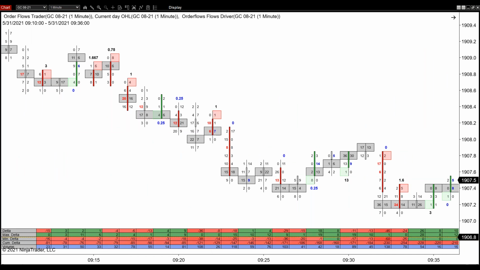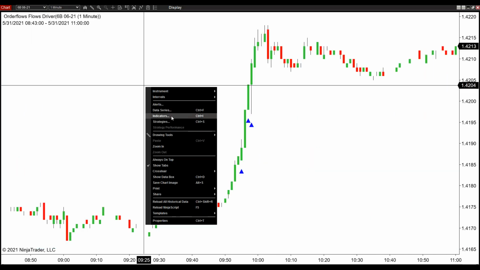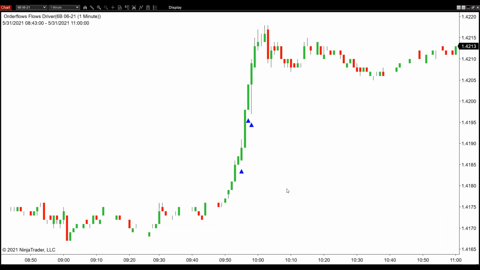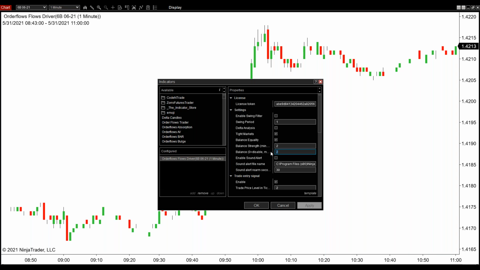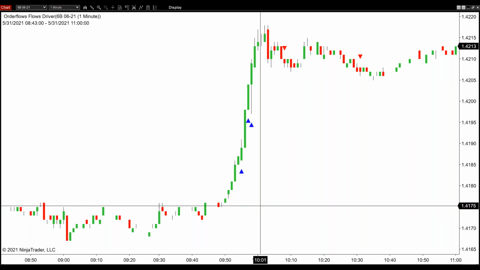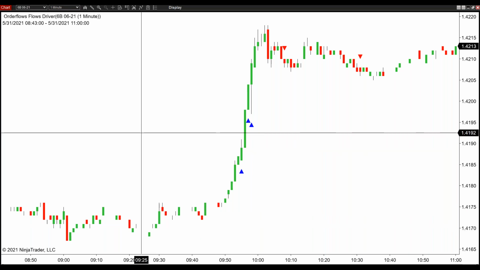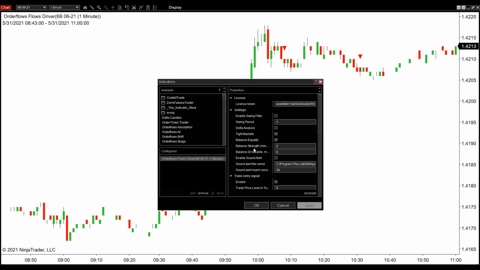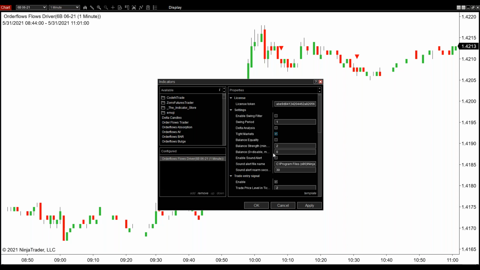Now, there are some markets, for example, okay, let me show you. This is, what is this? British pound. It's a little easier to show you the differences on a bar chart than a footprint chart, because there's only so much real estate on a footprint chart. So this is with the balance turned off, right? When you turn off the balance, it doesn't matter what the strength is because it's not going to read the balance strength. So this is like if I were to turn everything off here. Tight markets, balance equality. Actually, I should keep tight markets on, but balance equality, balance strength, balance disabled. Okay, that's about as free as you can go.